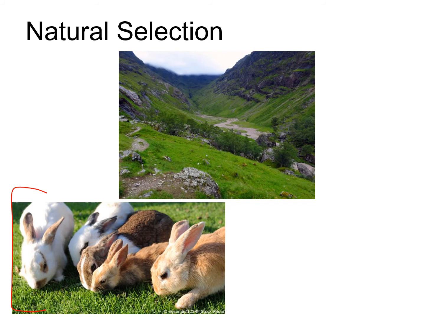So you can have variation in color. You can have variation in size. You can maybe have variation in how well they hear or how fast they run. You could even have variation in how well they metabolize glucose. But the point is there's variation in the population. They are not all identical. Now for natural selection to occur, you need a selective pressure.